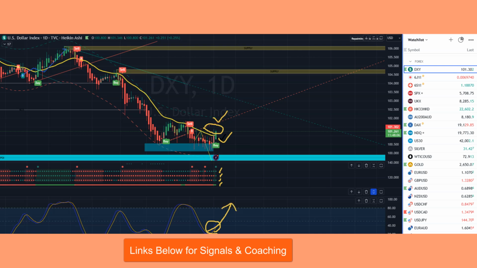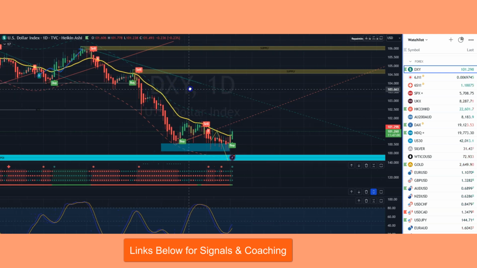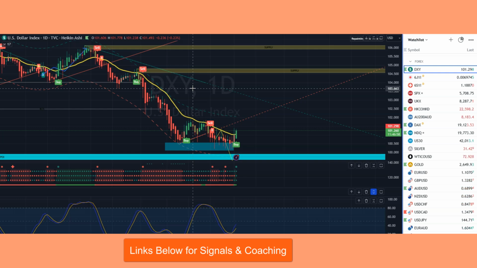Now I understand we have non-farm payroll, so it's not ideal, but I just want to show you as an example of what you're looking for before you trade. So let's look at a sell scenario as well. These are good examples. We don't trade the DXY, but nonetheless the rules are the same.